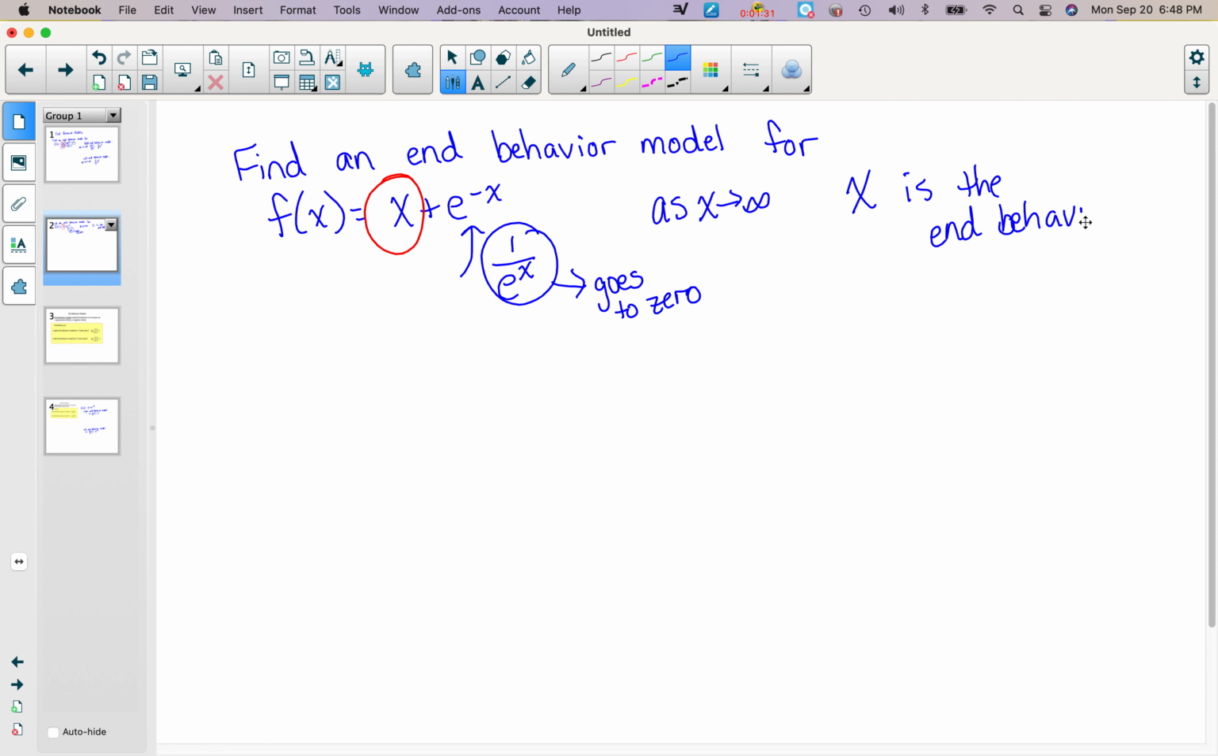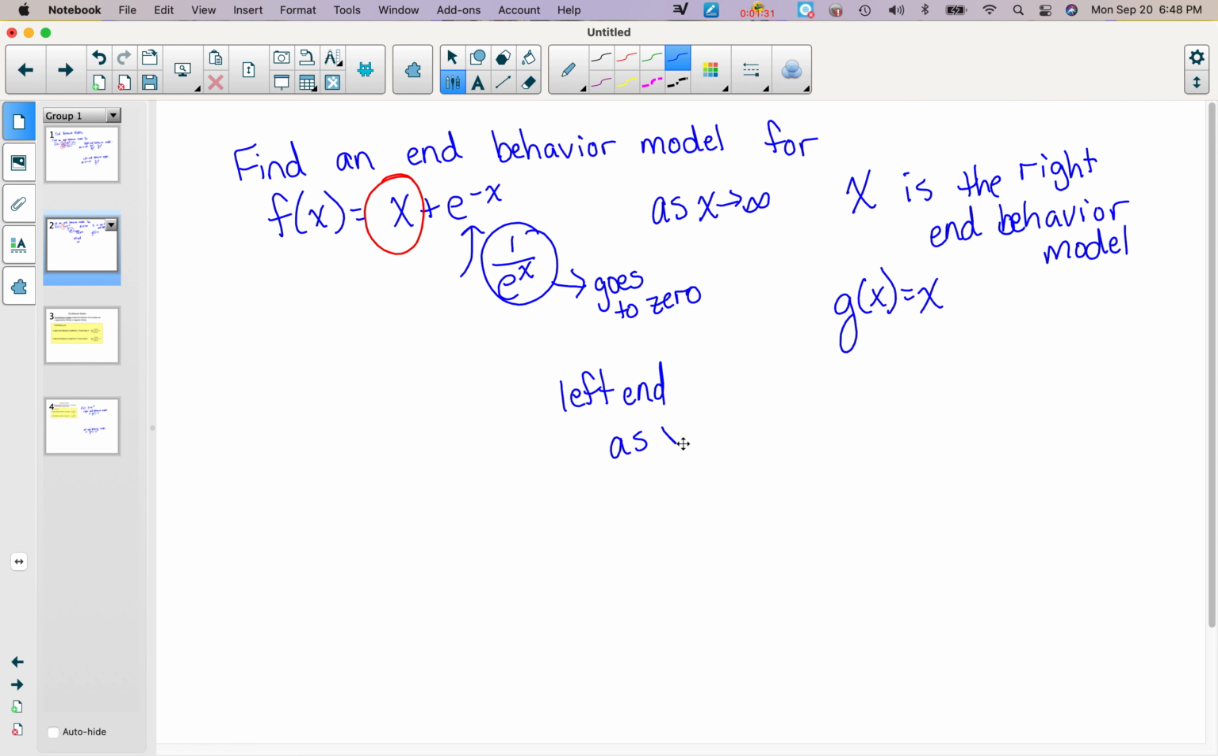So that would be for the right end behavior model. Sometimes they'll call that g of x, we're going to see a formula in just a minute, for our right end behavior model. So what about a left end behavior model?